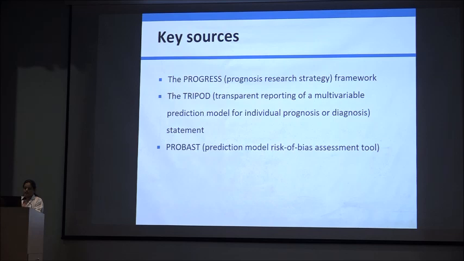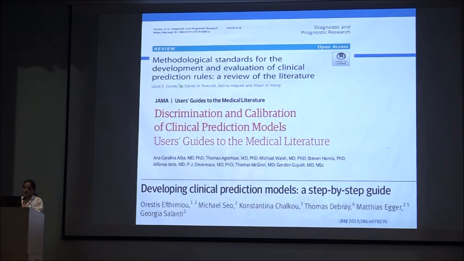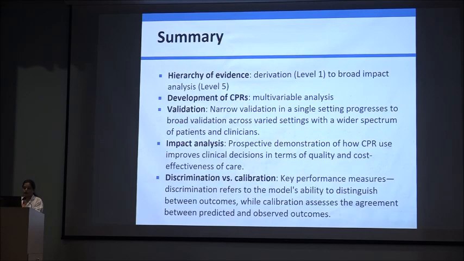These are the key sources that one can go to if you're developing a clinical prediction model or trying to interpret one. The PROGRESS framework, TRIPOD for reporting, and PROBAST, a risk of bias tool for clinical prediction models specifically. Everything that you need to know about clinical prediction models is summarized in these 3 papers. There was also a paper in JHEP recently, but these 3 papers summarize everything: the BMJ paper on developing clinical prediction models, the JAMA user's guide, and the paper on diagnostic and prognostic research, where most of this material is from. So let me summarize.